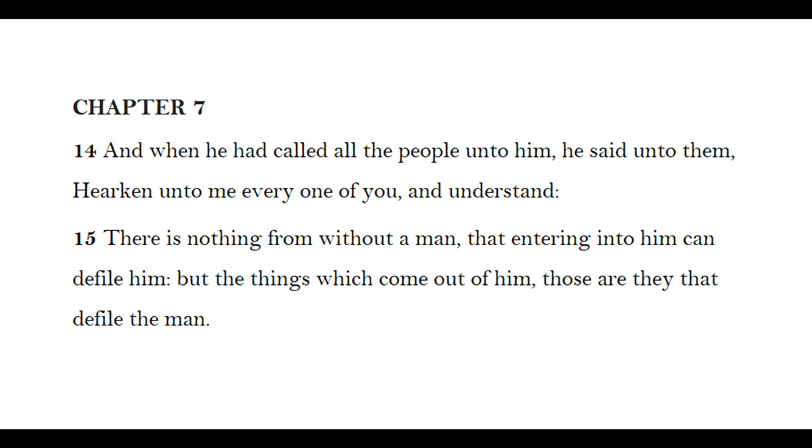And when he had called all the people unto him, he said unto them, Hearken unto me, every one of you, and understand. There is nothing from without a man that entering into him can defile him. But the things which come out of him, those are they that defile the man.